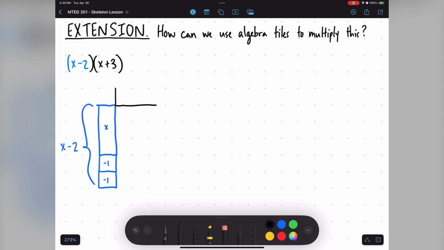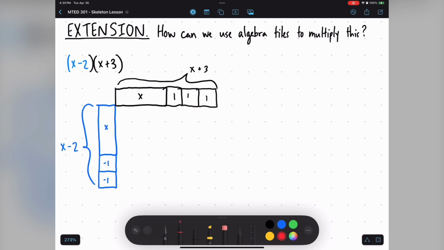So now I need to also put down x plus 3. So I'm going to lay out my x rectangle. And now I'm also going to add 3 little +1 area squares. So altogether, that's going to give us x plus 3.